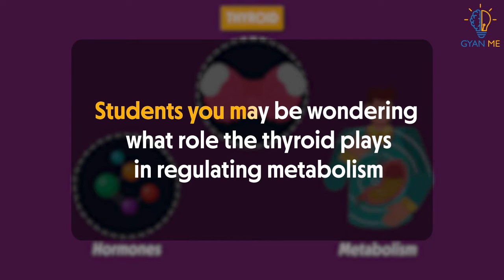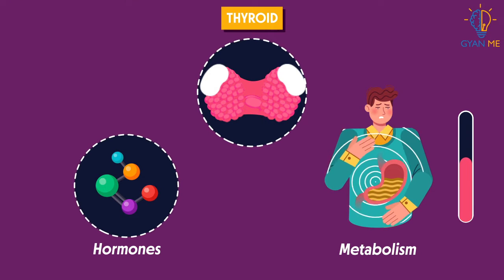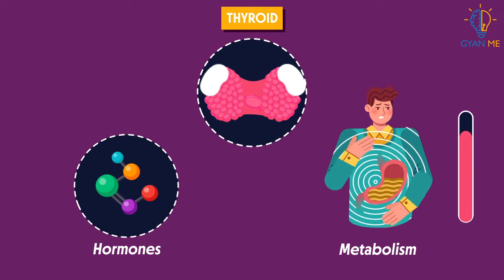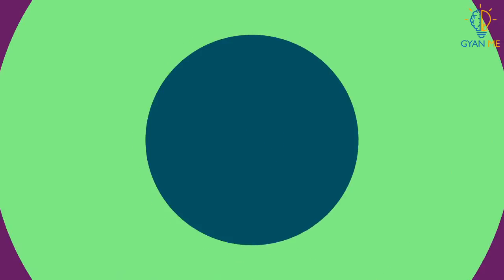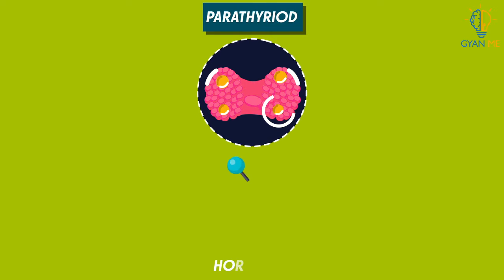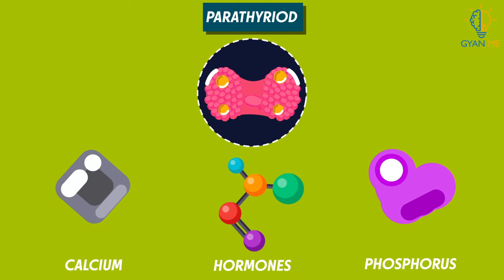Students, you may be wondering what role the thyroid plays in regulating metabolism? The thyroid hormone regulates the body's metabolic rate, that is, how quickly the cells in your body use the energy stored within them, while the parathyroid gland produces hormones that control the calcium and phosphorus levels in the blood. Now, let's see the functioning and hormone of thyroid gland in detail.